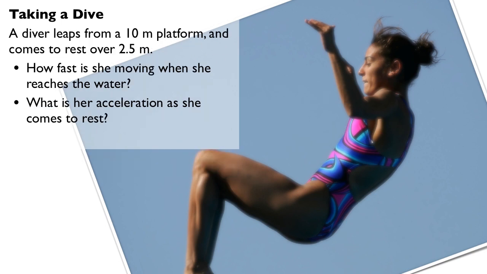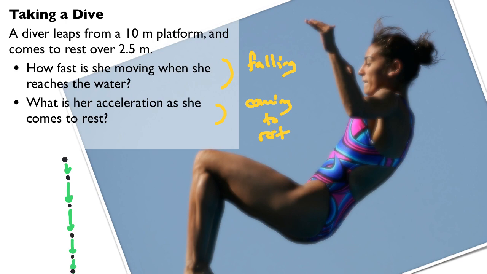But first, what we're going to do is take the problem and break it into two pieces, because there's clearly two parts. There's the falling through the air piece, and then there's the coming to rest piece. If we draw a motion diagram for this, we can see this. The person starts at rest, and then they speed up as they move downward. And then at some point, they hit the surface of the water. And then subsequently, they slow down to a stop.